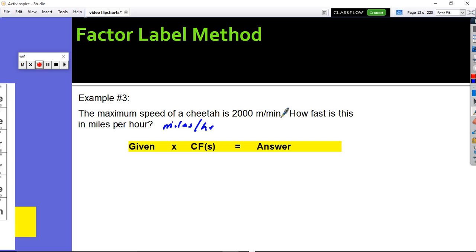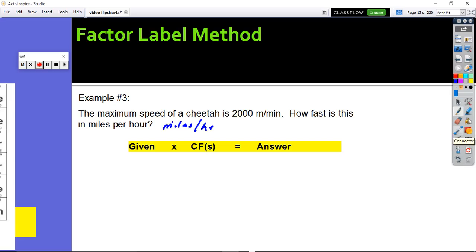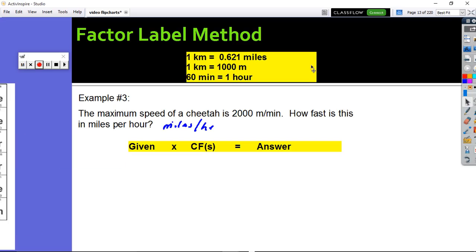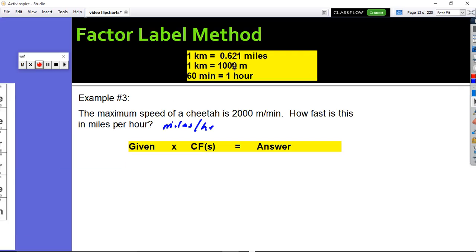Now, this is going to be a multi-step problem because let's say that what we know is that 1 kilometer is 0.621 miles. That can get us from miles to kilometers. Then 1,000 meters is equal to 1 kilometer. That'll get us from meters to kilometers. And then finally, going from minutes to hours, that relationship is 60 minutes equal to 1 hour. Now, right now, this looks kind of complicated and strange. How do we get started?